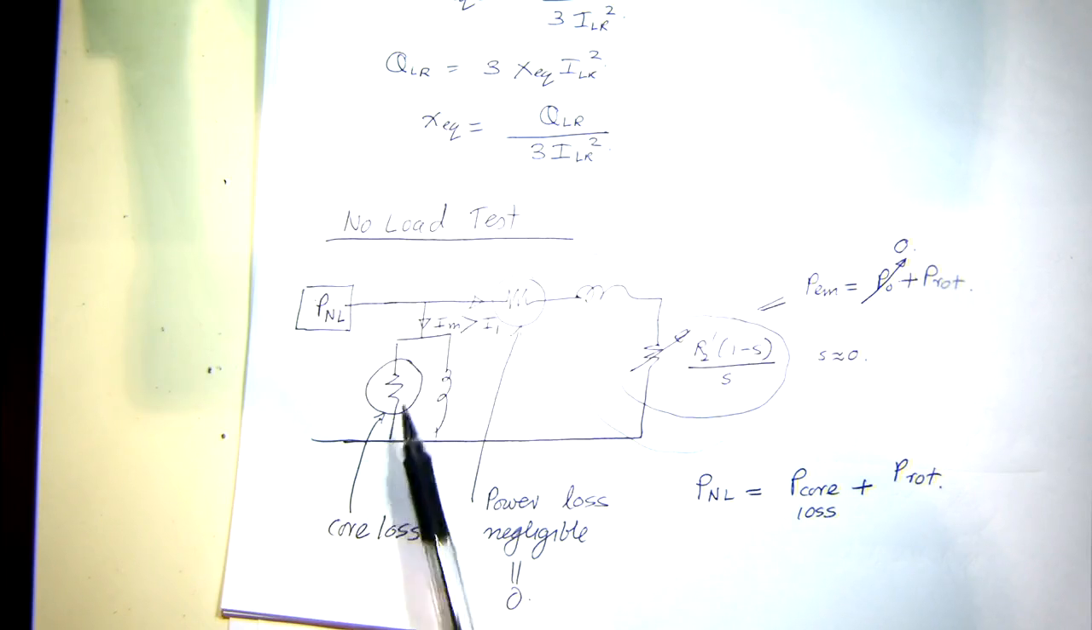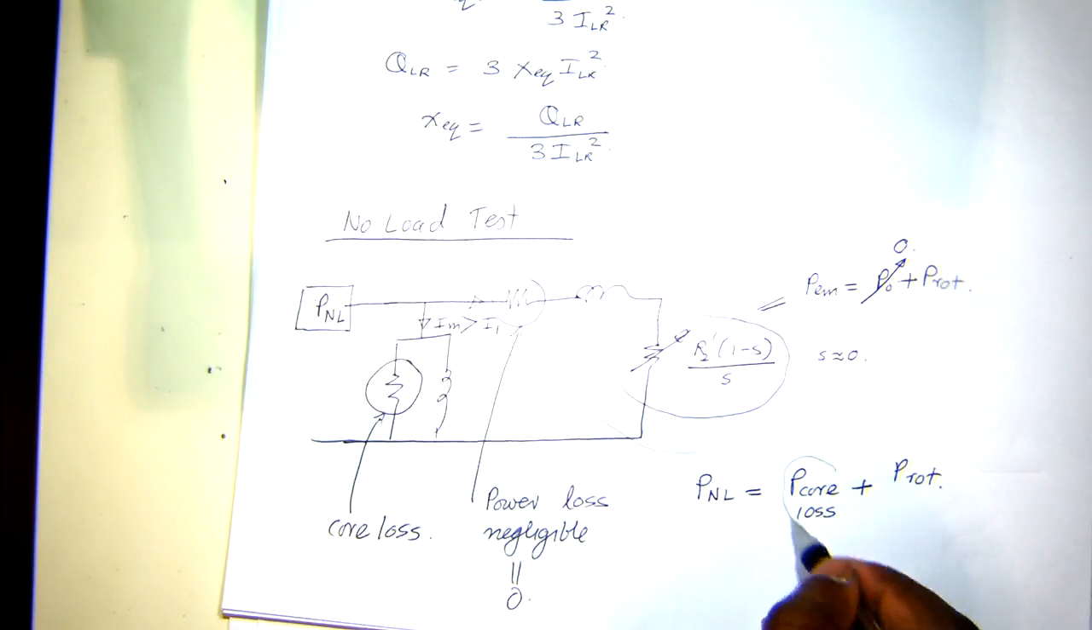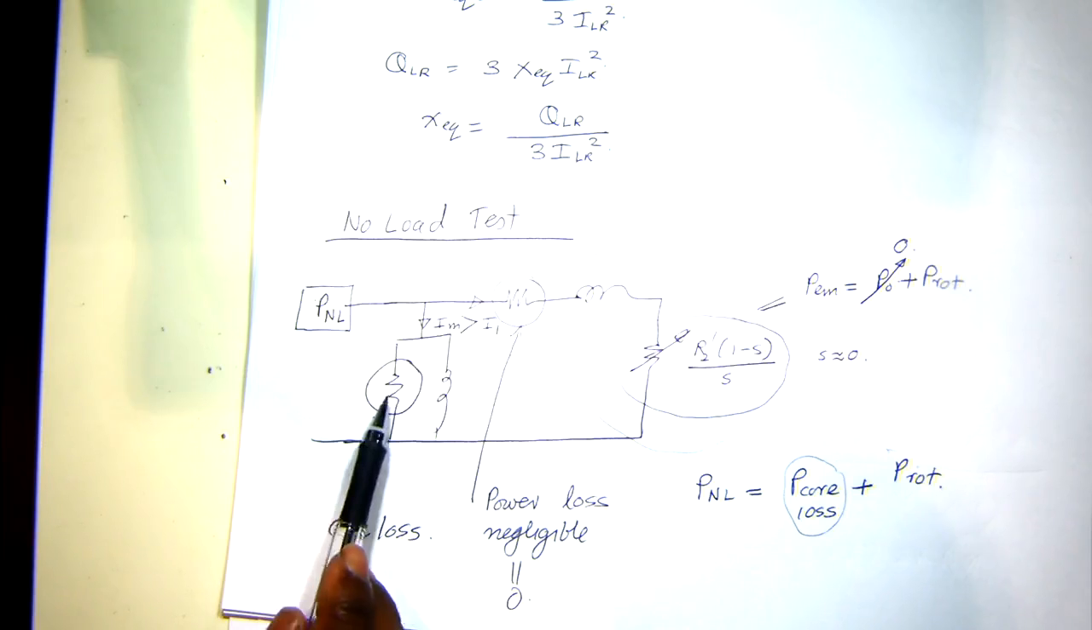So the objective is to calculate these two elements from this test. In order to calculate that, we need to figure out this value here, the core loss value. In certain instances, let's say you don't know the rotational losses, and if this is fairly small, one assumption is that you can neglect the rotational losses and assume the no load losses is equal to the core losses, and then calculate the value here. If you don't have any other information, you can do that.